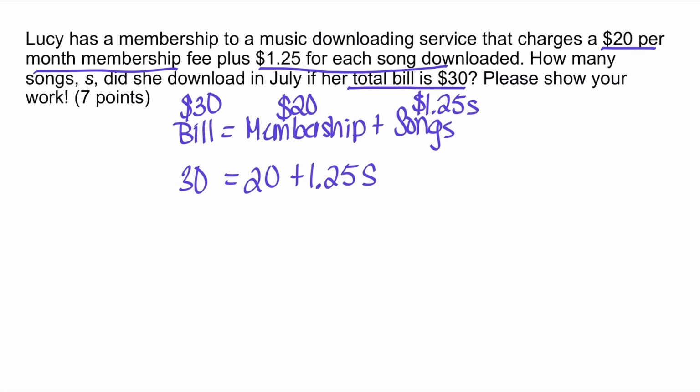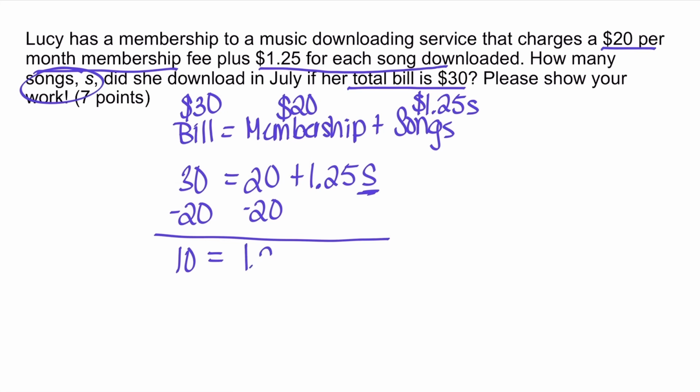Okay, so it wants to know how many songs she downloaded, so we need to solve for S. So that means we're going to do our opposite operations and try to get S by itself in this problem. So here I'm going to start off by subtracting 20 from both sides. So when I do that, I get 30 minus 20, which is 10. So I have 10 equals, and then 20 minus 20 cancels. And so I have 1.25 S.